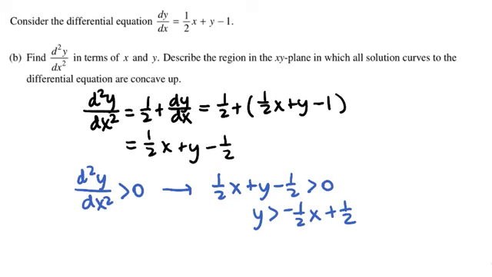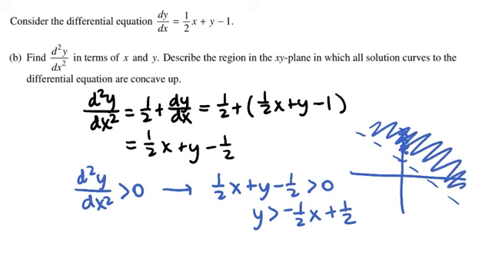And if you think about it, from all the way back to Algebra 1, that is a region in the xy plane. Remember we graphed this, it had a y-intercept of 1/2 and a slope of -1/2, and since it was y is strictly greater than, we used a dotted line, and then since y was greater, we shaded where y was greater. And we did that just a couple weeks ago in college algebra, and so that's the region where the solution curves are concave up.